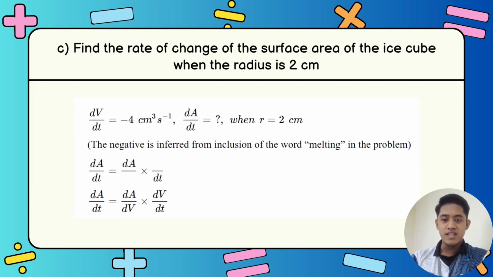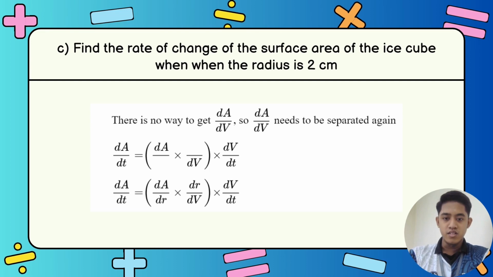Next, we will proceed to the last question of this problem, where we need to find the rate of change of the surface area of the ice when the radius is 2 cm. From the problem statement, we know that dV/dt is negative 4, referring to the word melting stated in our problem statement. So now, our objective is to find dA/dt. In order to find it, first we need to use the differentiation of V. But the problem here is there is no way to get dA/dV directly. So we need to separate the differentiation equation and replace it with dr, which leads to the surface area.